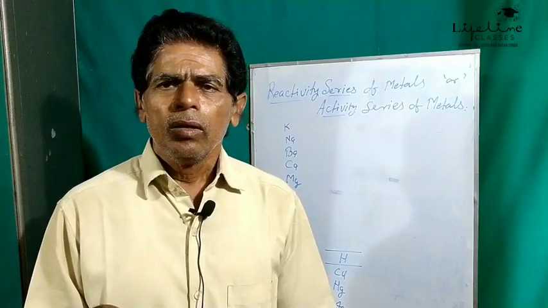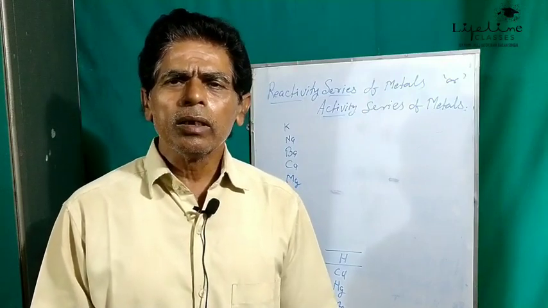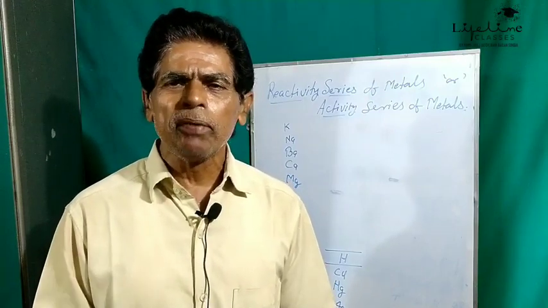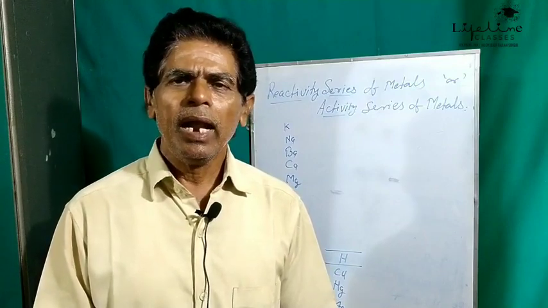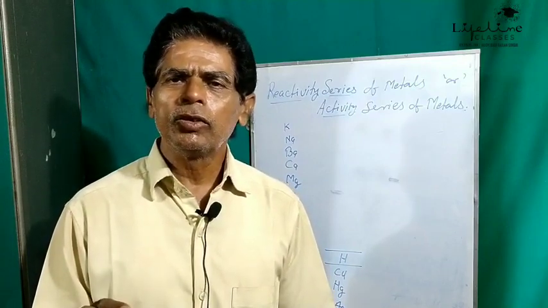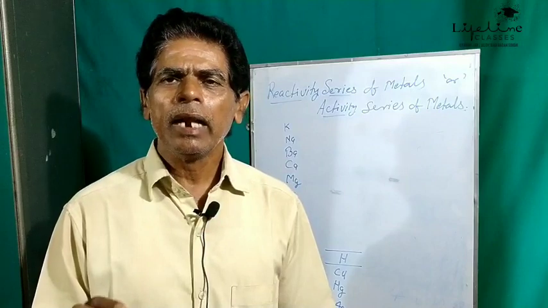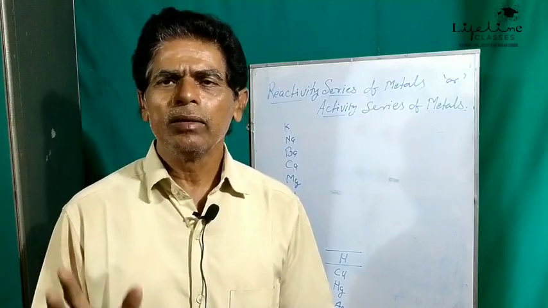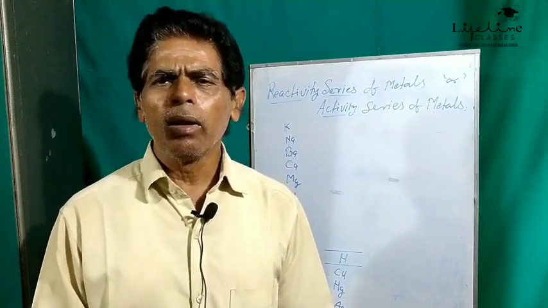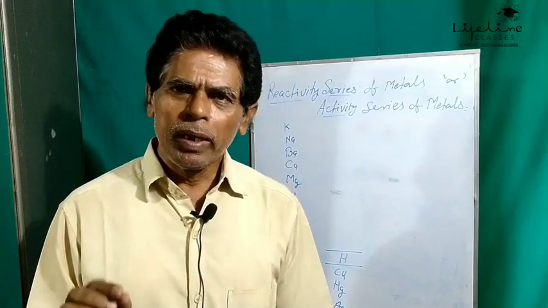Now, zinc gets converted into zinc sulfate and copper metal is obtained as a reddish brown metal. So, this is an example of a displacement reaction.